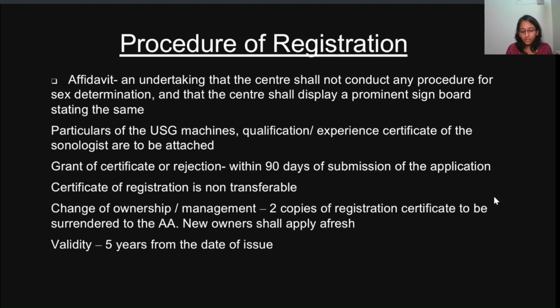So after filling the form, you have to get an affidavit, which is an undertaking that the center shall not be conducting any procedure for sex determination, and it should display this affidavit on a prominent signboard. Particulars of the ultrasound machine, qualification of the doctors, everything should be attached to this affidavit. And grant of certificate or rejection will be done by the appropriate authority within 90 days. So within 90 days of submission of Form A, you will get either an approval or a dismissal.